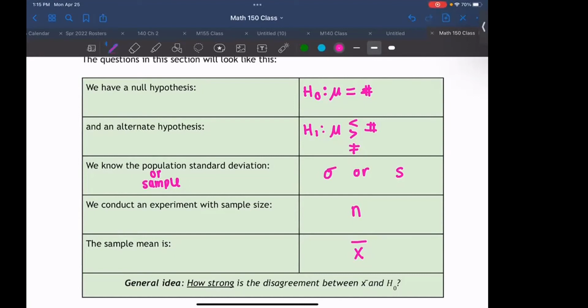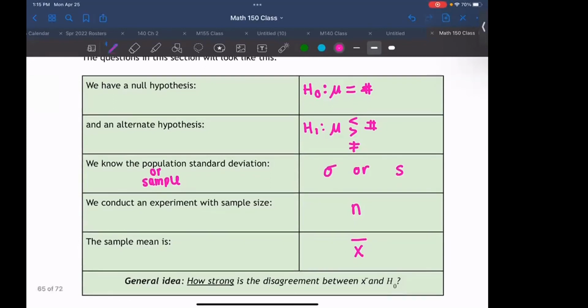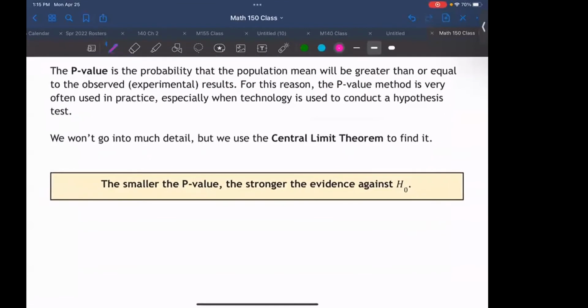We did an experiment and we got some sort of result from that. Basically, what this is telling us is we're comparing the result from the experiment to our hypothesis in the beginning. We're going to see how strong it is. If it's strong enough, we can fail to reject, or if it's not strong, we can reject the null hypothesis. Okay, now how do we do that?